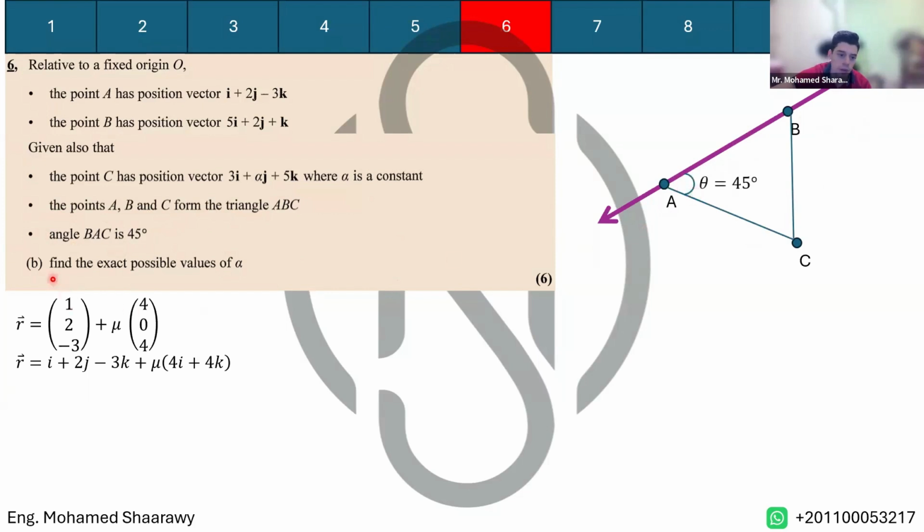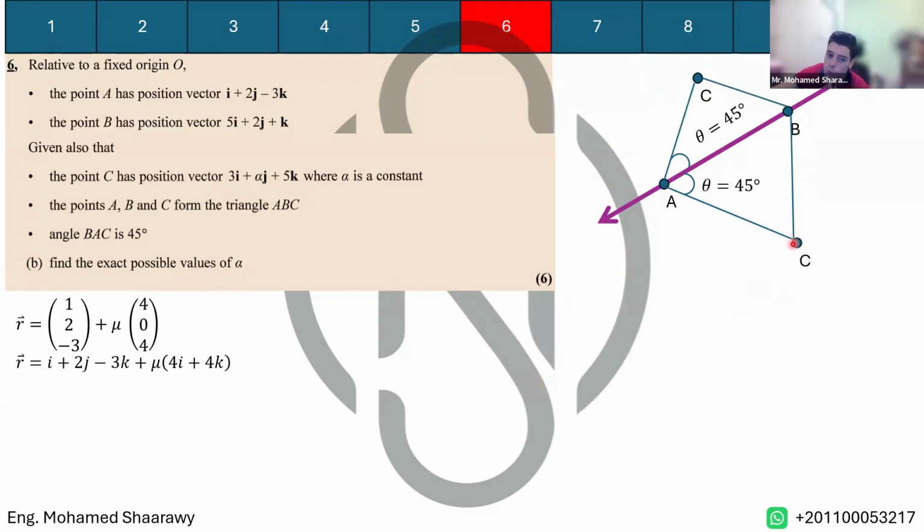Okay, now he wants me to find the exact possible values of alpha. Okay, what's alpha? It's indicating the location of C, but why is he saying values? All right, because C can be on this side of the line or on this side of the line. Yes, actually, this makes sense. So I can have C here, making this 45 degrees, or the other way. Actually, this makes sense.